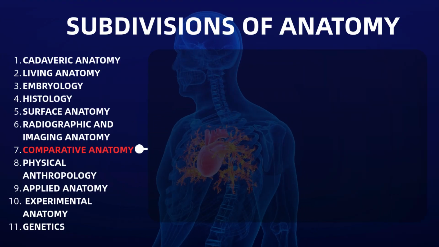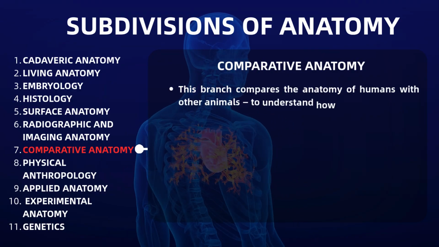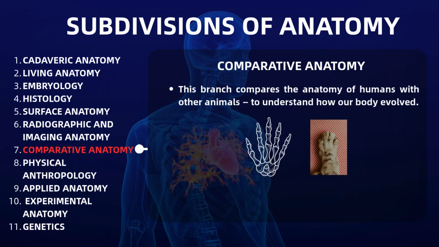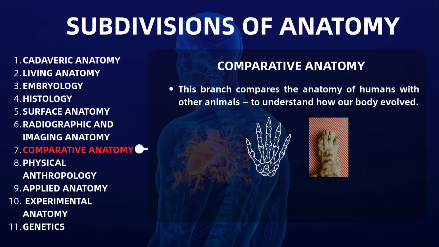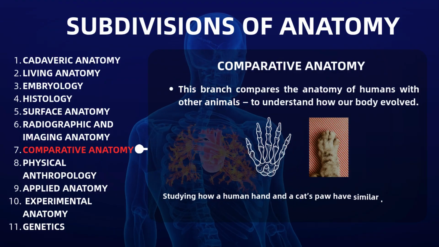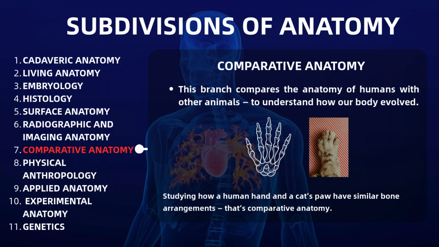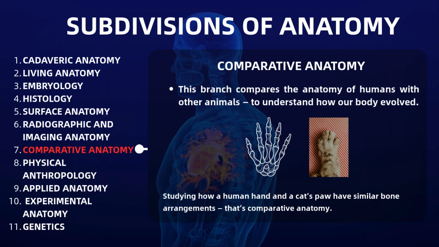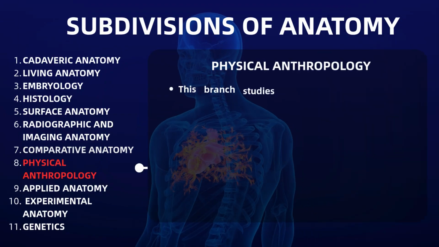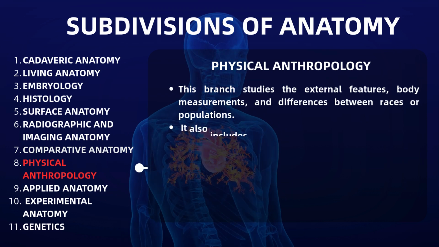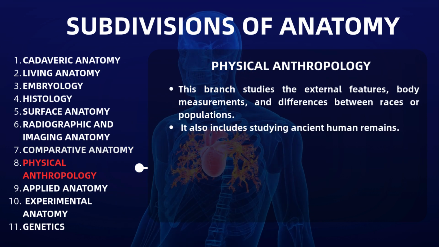Now let's talk about comparative anatomy. This branch compares the anatomy of humans with other animals to understand how our body evolved. Example, studying how a human hand and a cat's paw have similar bone arrangements. That's comparative anatomy. Next, physical anthropology. This branch studies the external features, body measurements, and the differences between races or populations.